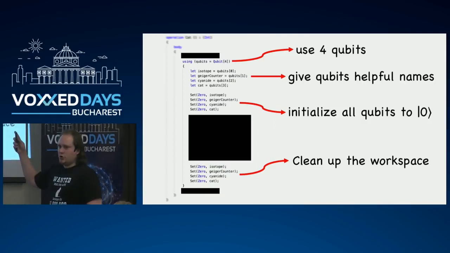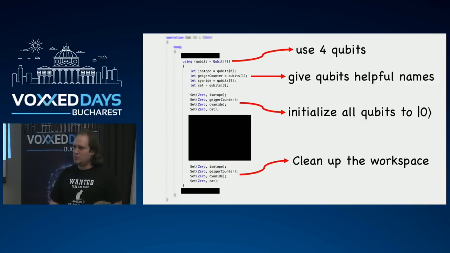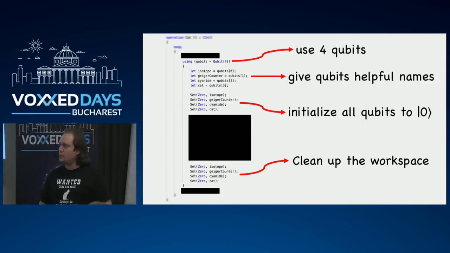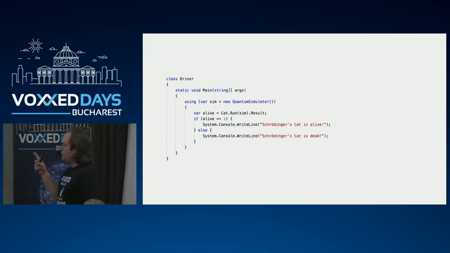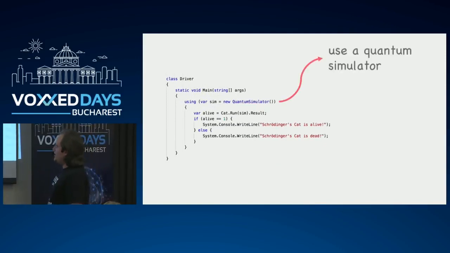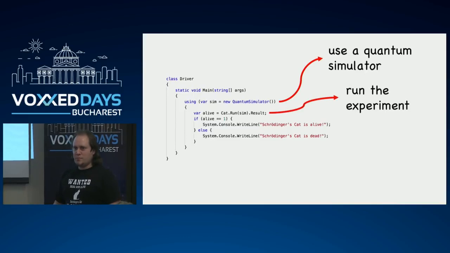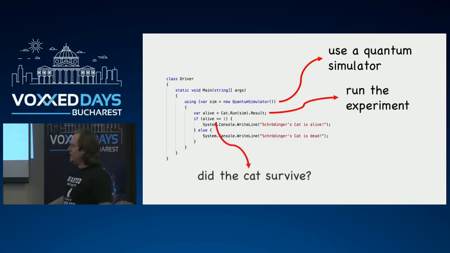And that's basically all of the Q# code. Now, this runs in the .NET environment, which means we can access it from other .NET languages. And so here we have a few lines of C# code, which basically say, create a quantum simulator to run my algorithm in, run the algorithm in that quantum simulator, and then tell me what the result is.